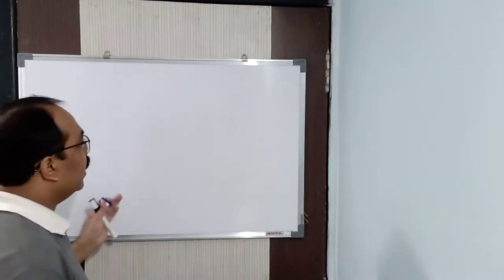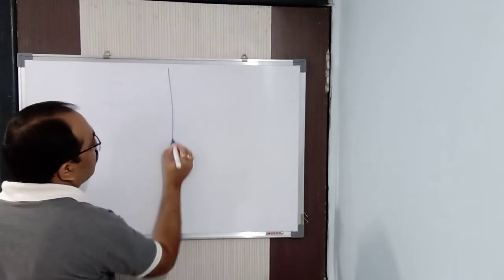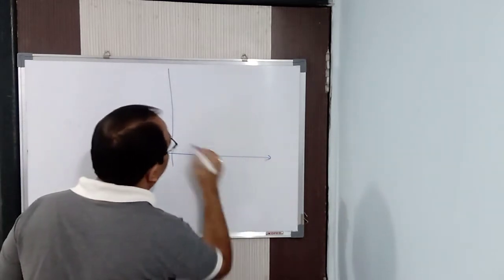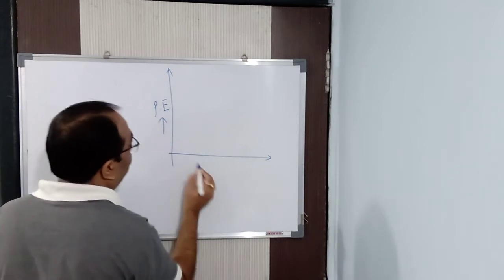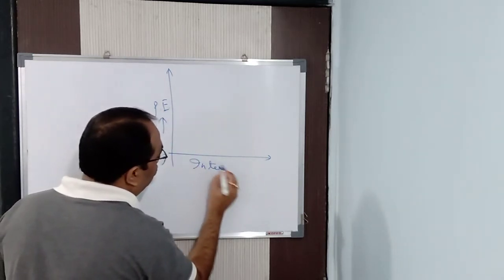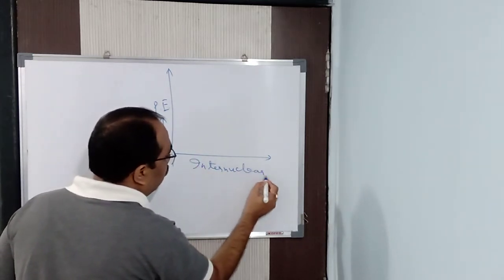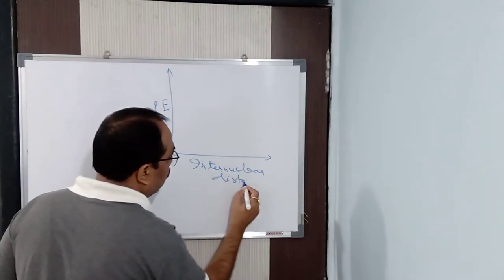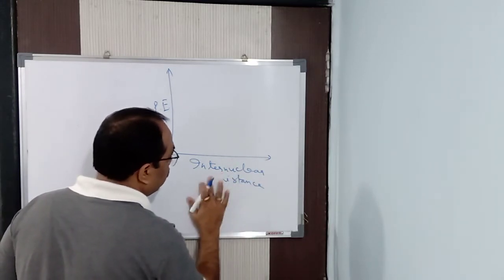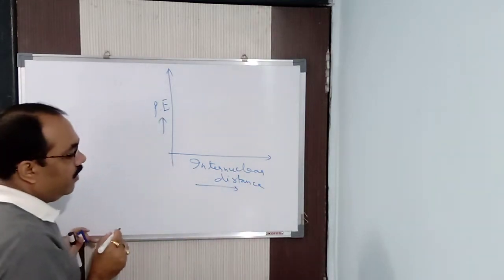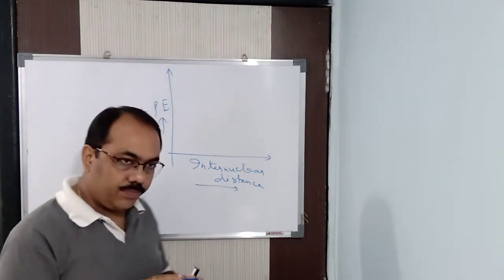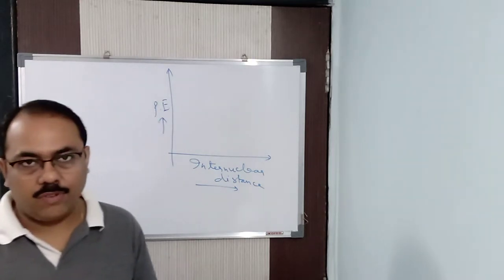Now see here. We have seen a graph, and we'll understand it graphically, which is much better. Here we have taken the potential energy, and here we have taken the internuclear distance. Internuclear distance.